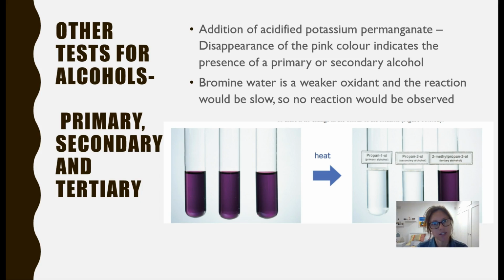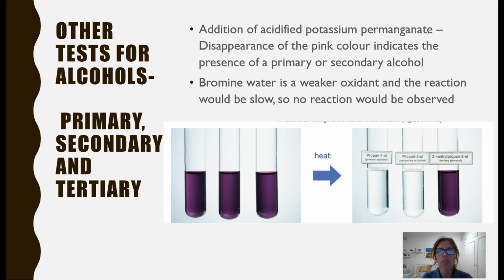Now, as you know, we've done a whole heap of tests with alcohols, with our primary, secondary and tertiary alcohols, and you can see in this picture that when we add our primary, secondary and tertiary alcohols to our potassium permanganate, which is a nice purple colour due to the manganate ions, when we add a primary, it goes clear. When we add a secondary, it goes clear, but our tertiaries do not react.